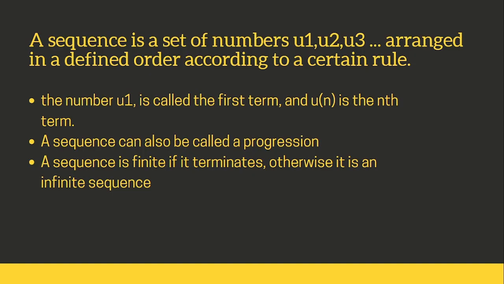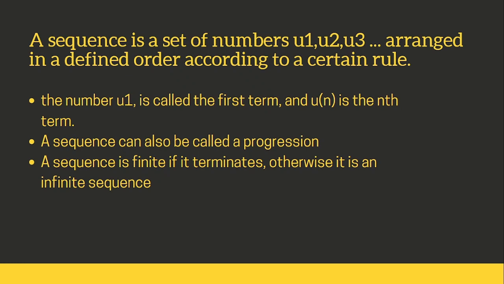So a sequence is a set of numbers like U1, U2, U3, arranged in a defined order according to a certain rule. This rule can be like a formula or something. The number U1 is called the first term, and Un is the nth term.